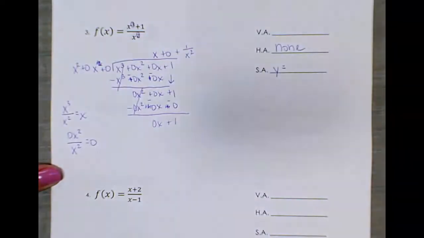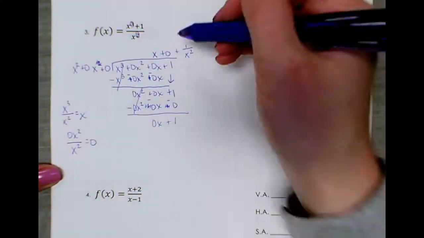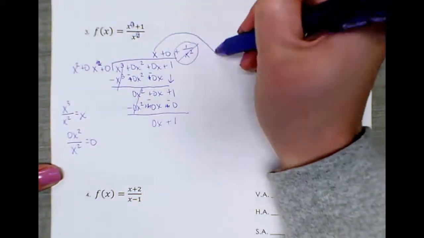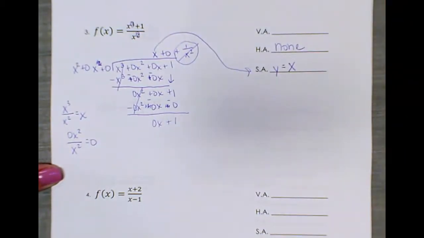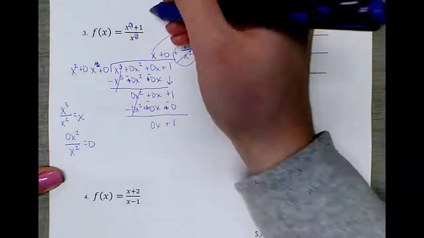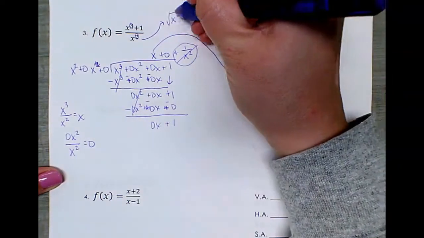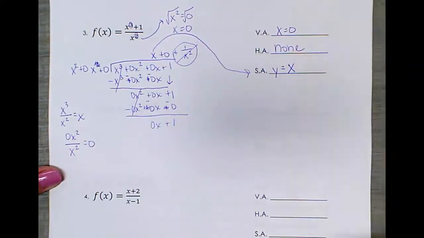Now, the interesting thing about long division here is that the slant asymptote is an equation of a line. So this we don't really include. We kind of ignore that. And what you have here is what we write for the slant asymptote. You could put x plus 0, but it's unnecessary. So now, the only thing we have to find is the vertical asymptote. So I'm going to set my denominator equal to 0. I'm going to solve. I get x equals 0 for my vertical asymptote. There we go.